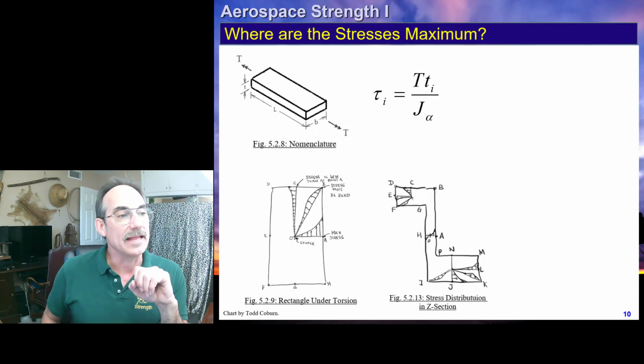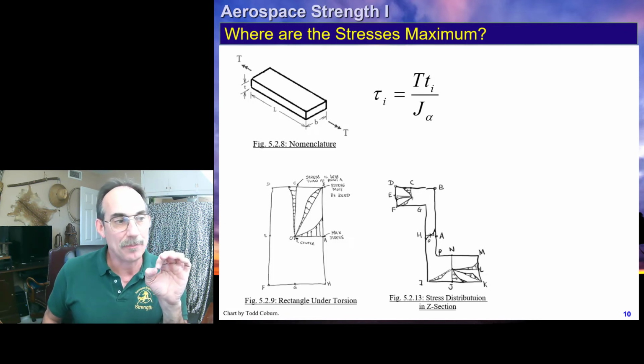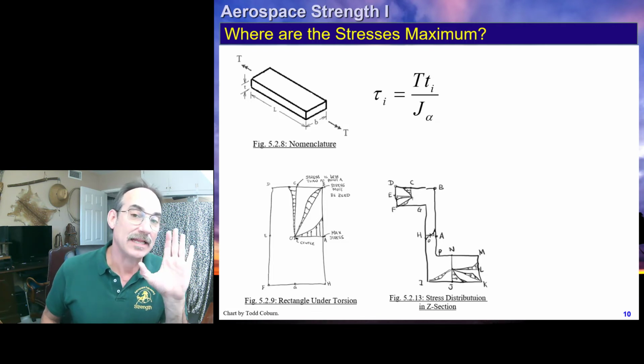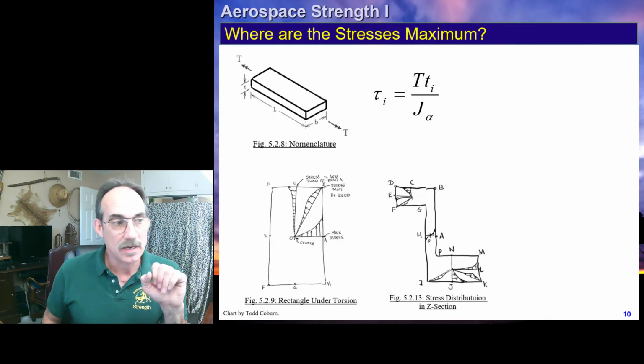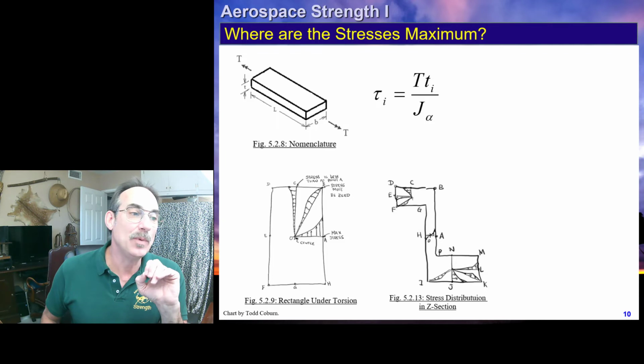If we have something like this, you can see once again, we're going to get a local maximum stress at point C and the opposing point on the upper flange, at points A and H on the middlemost flange, and at points N and J on the lower flange. We would calculate the T of the whole section, the torque. We would calculate the J, the torsional constant of the whole section, and then we would multiply by each thickness in order to get the max shear stress in each of these flanges.